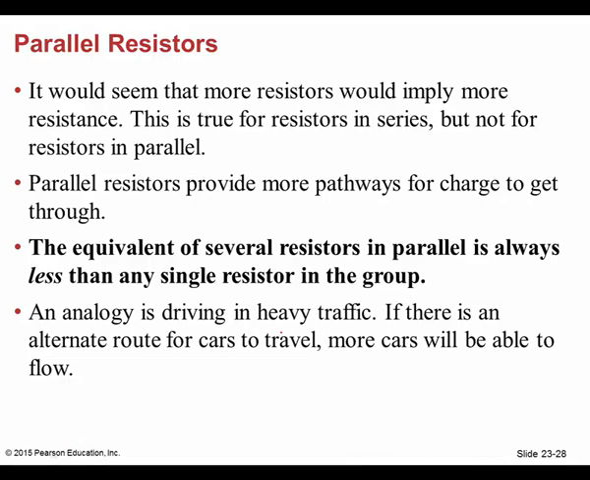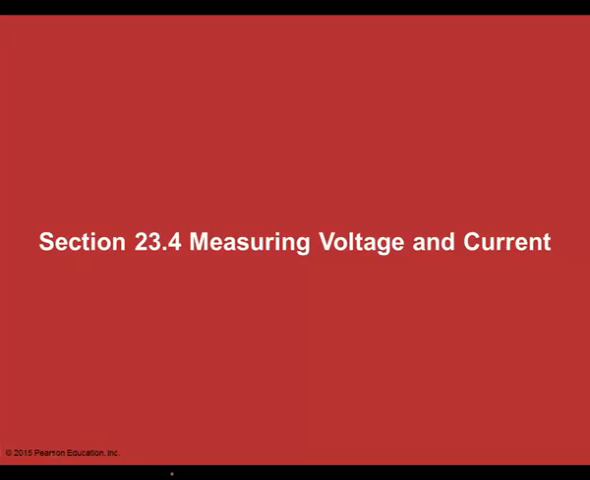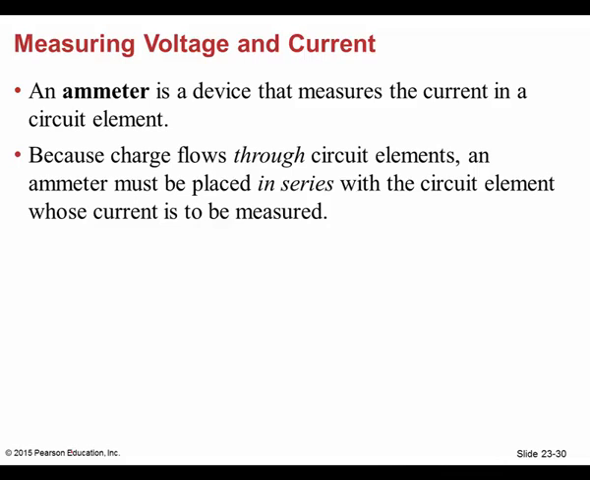Here it tells you that the equivalent of several resistors in parallel is always going to be less than any of the single resistors in that group. And that's why we use parallel combinations: if we want to affect how much current is being used across a particular circuit or part of a circuit, we use parallel combinations because we don't have near the resistance. Remember, why? Because we have alternate pathways for current to flow.